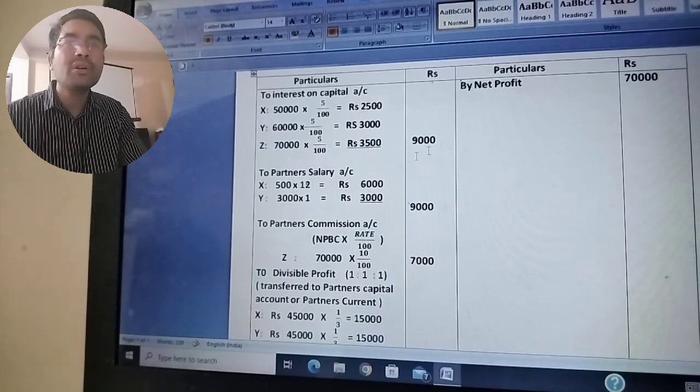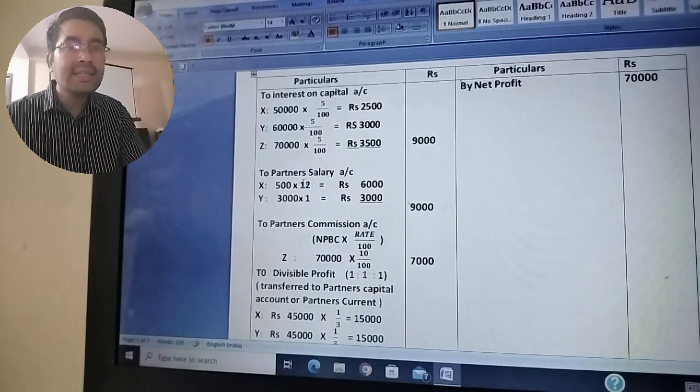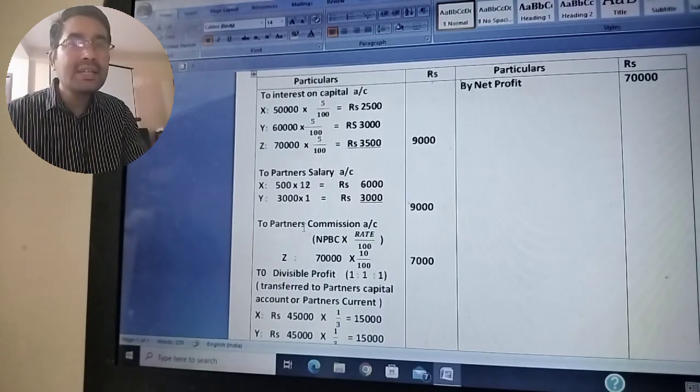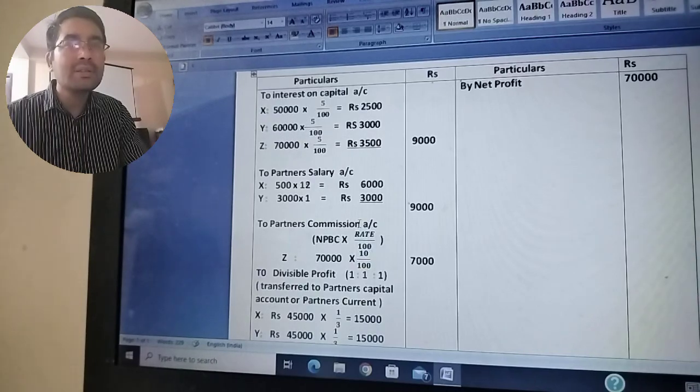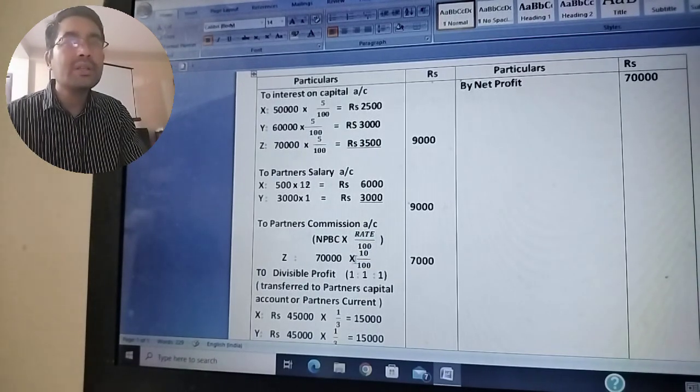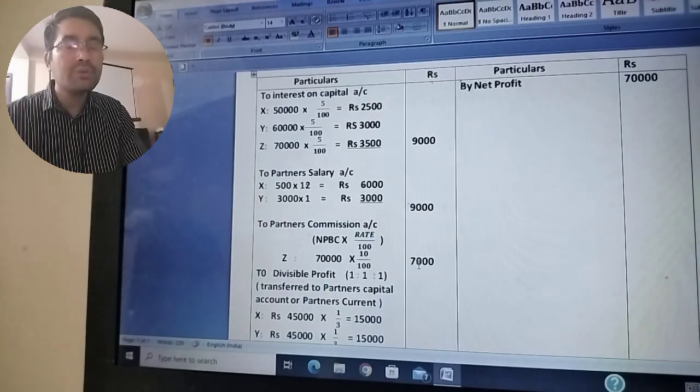You have to bring it to the final column. Then partner's salary: X is entitled to 500 per month, so you multiply by 12 and get 6,000 per annum. Y is already given per annum, 3,000, so altogether 9,000. And Z is entitled to commission of 10% of net profit before charging such commission. So the formula is net profit before commission into rate by 100. So 70,000 into 10 by 100 gives you 7,000.